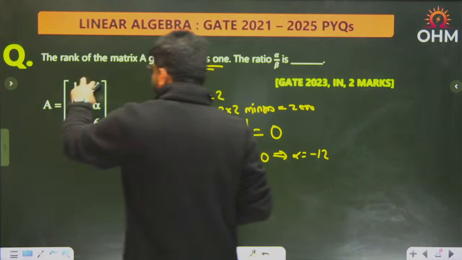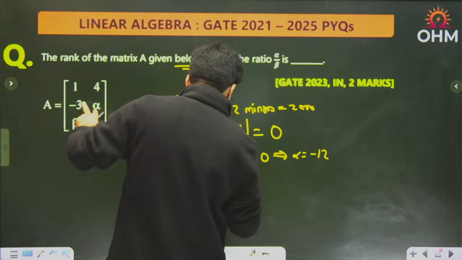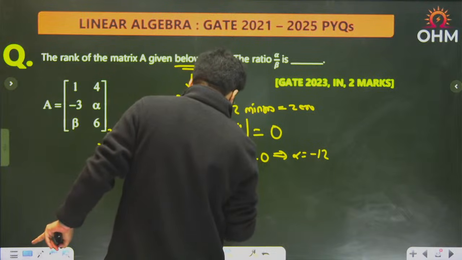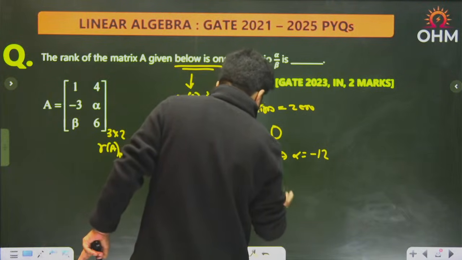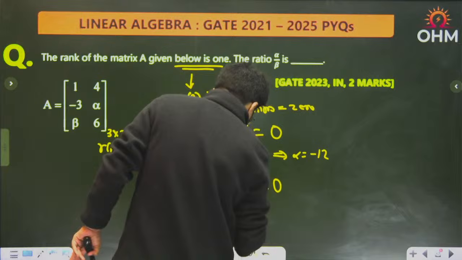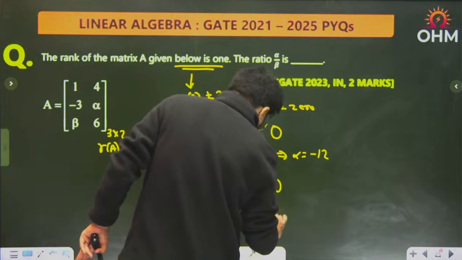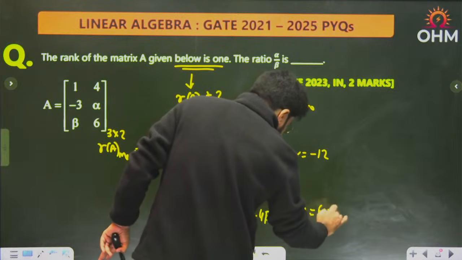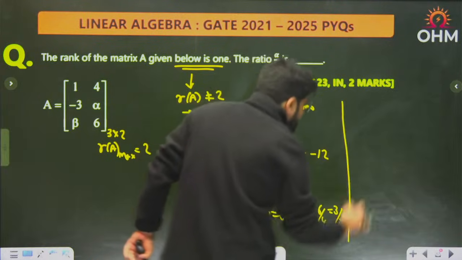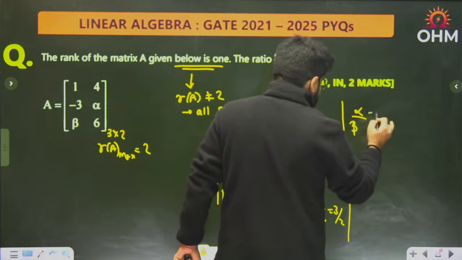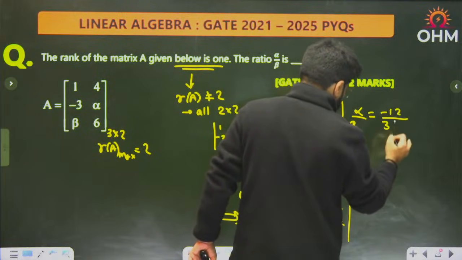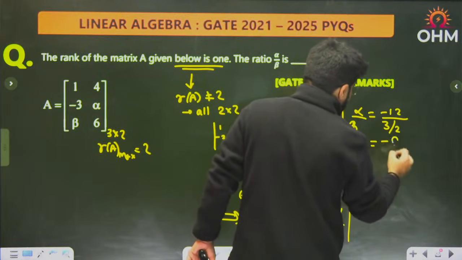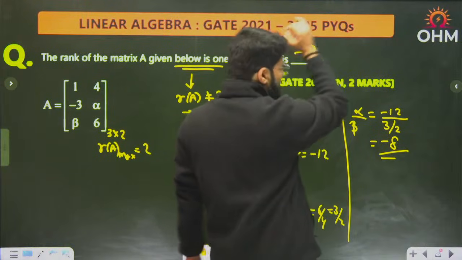Then first and third row: 1, 4, beta, 6 is 0. This will give you 6 minus 4 beta equal to 0. That means beta will be 6 by 4 or 3 by 2. So what is alpha by beta? I would say simple one for 2 mark. Minus 12 divided by 3 by 2, so minus 24 by 3, minus 8.